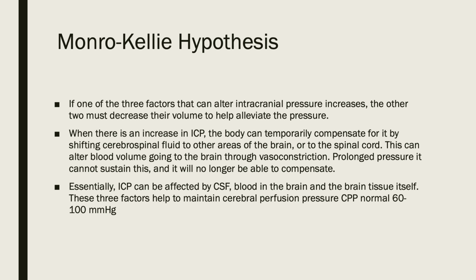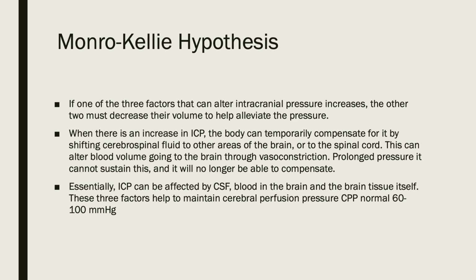The Monro-Kellie hypothesis. This is going to help with the pathophysiology. If one of the 3 factors that can alter intracranial pressure increases, the other 2 must decrease their volume to help alleviate that pressure. So when there's an increase in ICP, the body can temporarily compensate for it by shifting the cerebrospinal fluid to other areas of the brain or back to the spinal cord. This can alter blood volume going to the brain through vasoconstriction. Prolonged pressure, if it goes on for so long, it just cannot sustain this and it will no longer be able to compensate, okay?